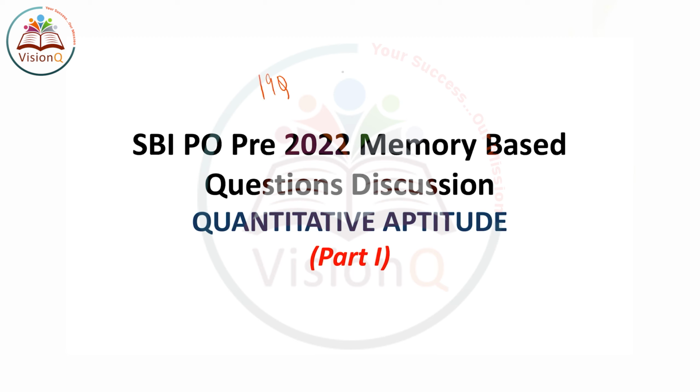consisting of questions from approximation, 5 questions, then quadratic inequalities, 5 questions. One data interpretation question was asked, which was a line graph. It consists of 5 questions, and one caselet DI, which again consists of 4 questions.